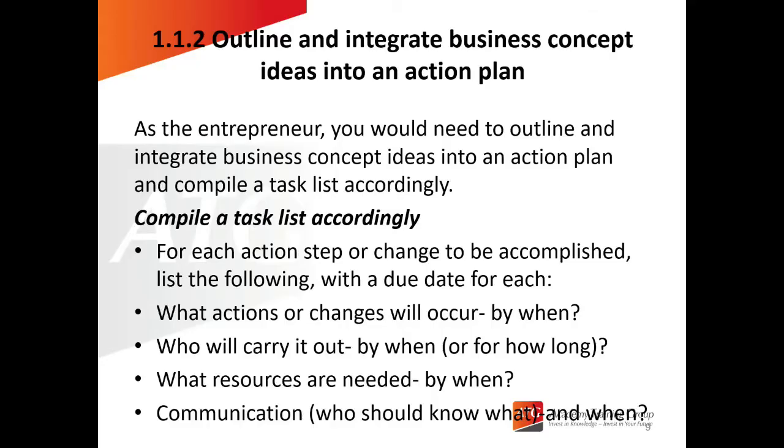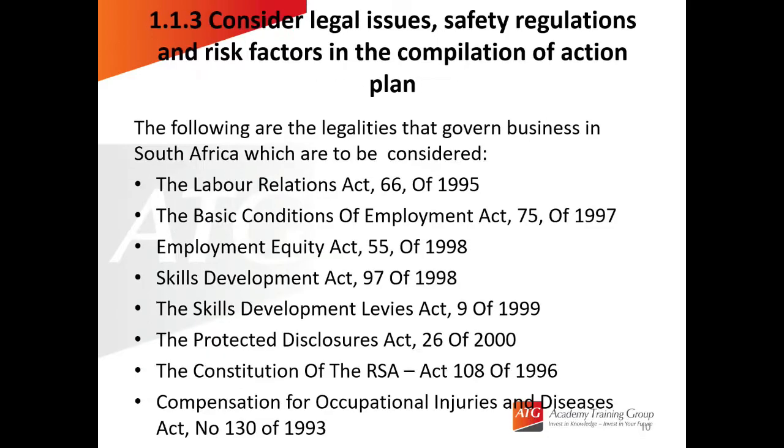Outline and integrate business concept ideas into an action plan. As the entrepreneur, you would need to outline and integrate any business concept ideas into an action plan and compile a task list accordingly. Now, compiling the list is as follows. For each action step or change to be accomplished, you need to list the following with due dates for each. Firstly, what actions or changes will occur and by when? Who will carry it out and by when and for how long? What resources are needed by when? And then the communication: who should know what and by when?